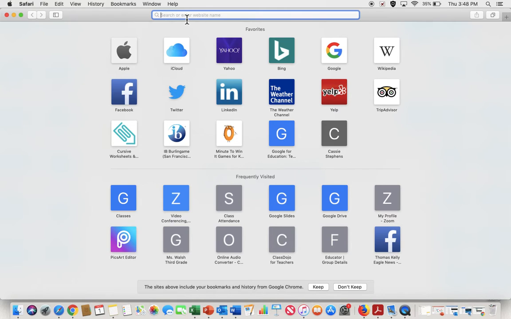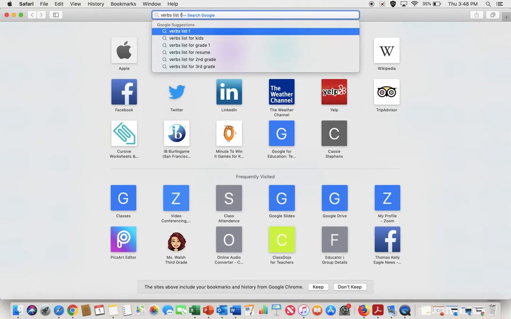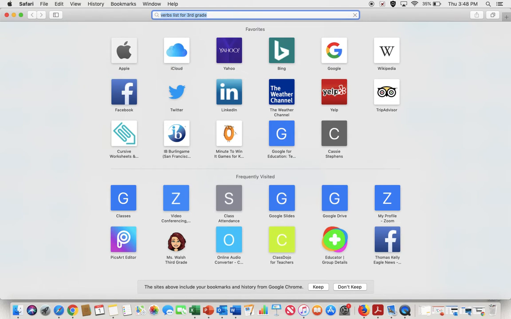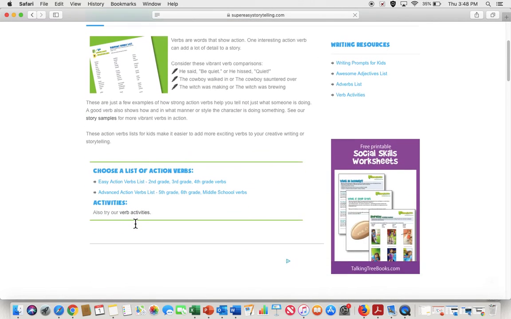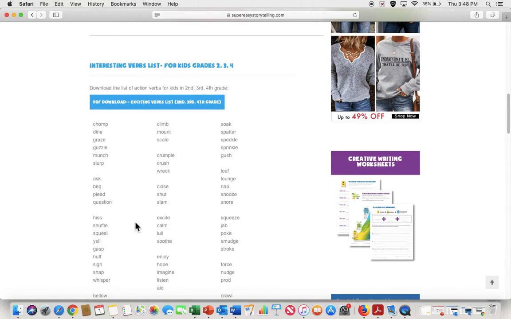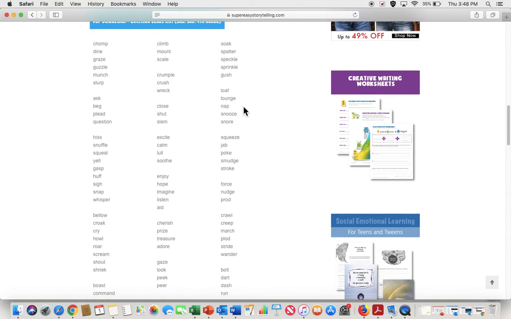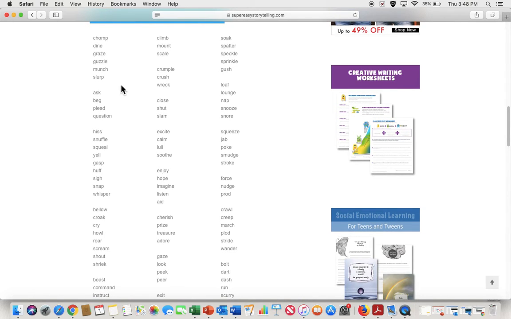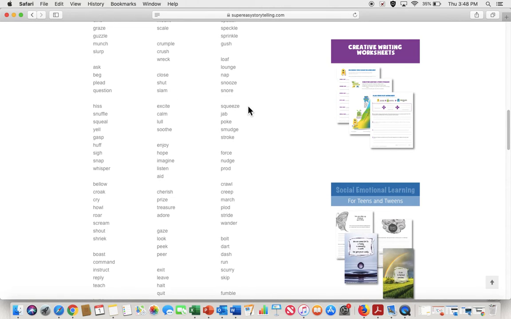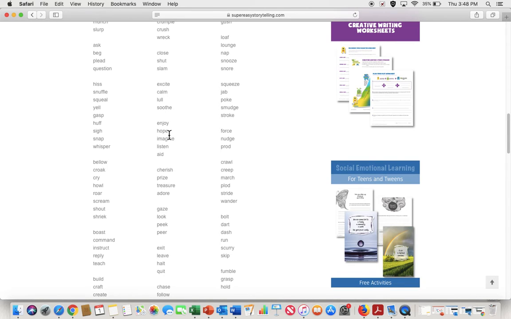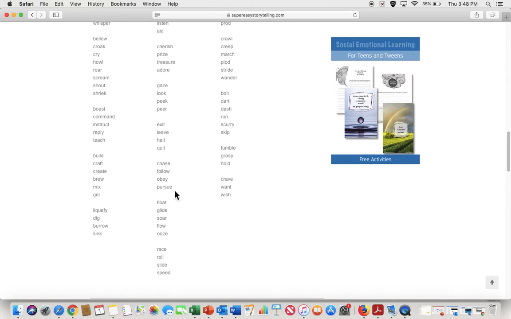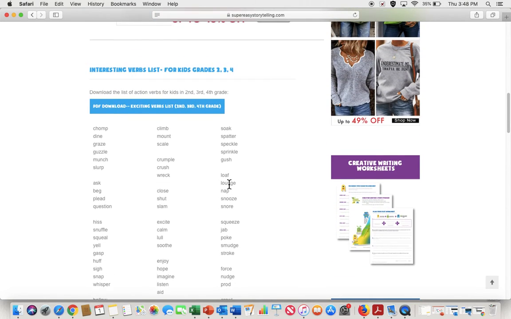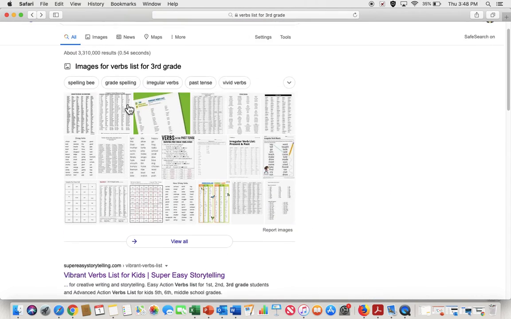You can type in verbs list for 3rd grade. Then you will see a ton of different ideas pop up. You see this one right here, vibrant verbs list for 3rd grade. If I scroll down, ignoring all those ads, we see a whole bunch of lists. Climb, mount, chomp. We see crush, shut, slam, lounge, snooze, calm, enjoy, hope, imagine, howl, scream, halt. We see soar, roll, want, wish, crave. So we have a ton of different verbs that we can choose from, and you can do the same for adjectives.